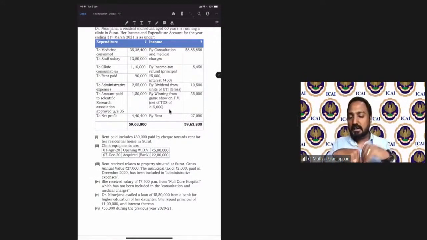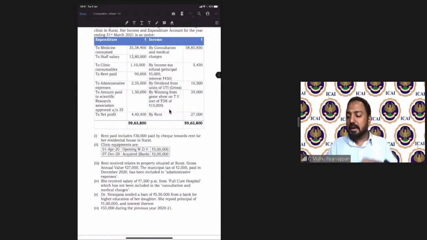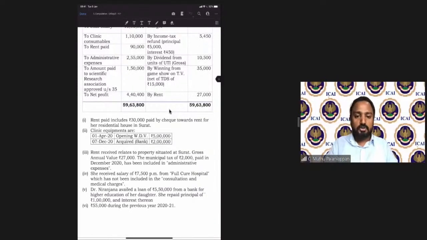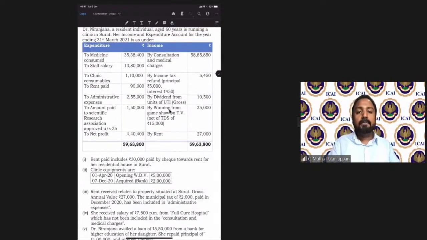Other additional information given here is rent paid. Your rent paid includes 30,000 by way of cheque towards rent for a residential house in Surat. And then she has purchased some... okay, before getting into this expenditure, we will cover the expense part. So she has consumed medicine, which is related to her business, right? Whatever business she has been doing, it is related to that. Staff salary related to business. Clinic consumables related to business. Rent paid, it could be related to business.